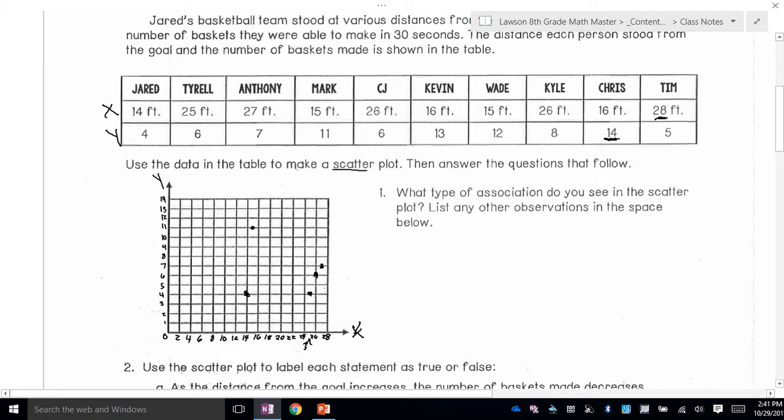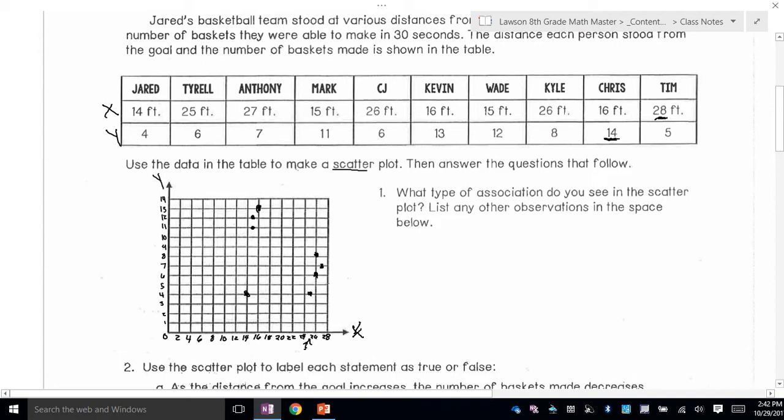Give him a point. Kevin at 16 feet scored 13 goals. So we'll have to go up pretty high and give him a point. Wade at 15 feet scored 12 goals. That'll be in between 14 and 15. We're going to go up and put a point at 12. Very good. Kyle at 26 feet scored 8 goals.